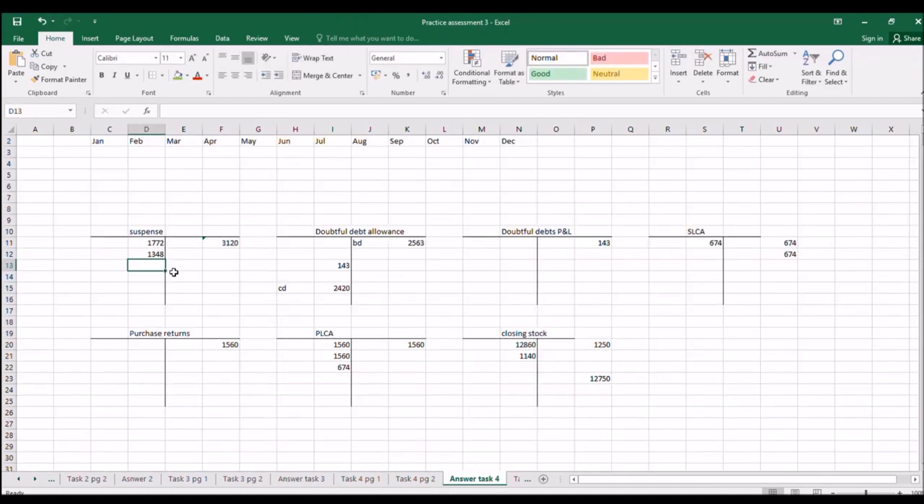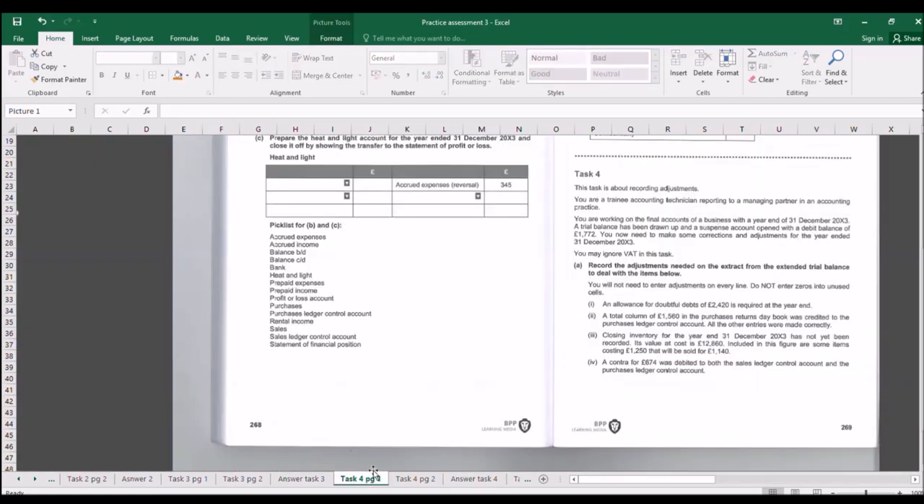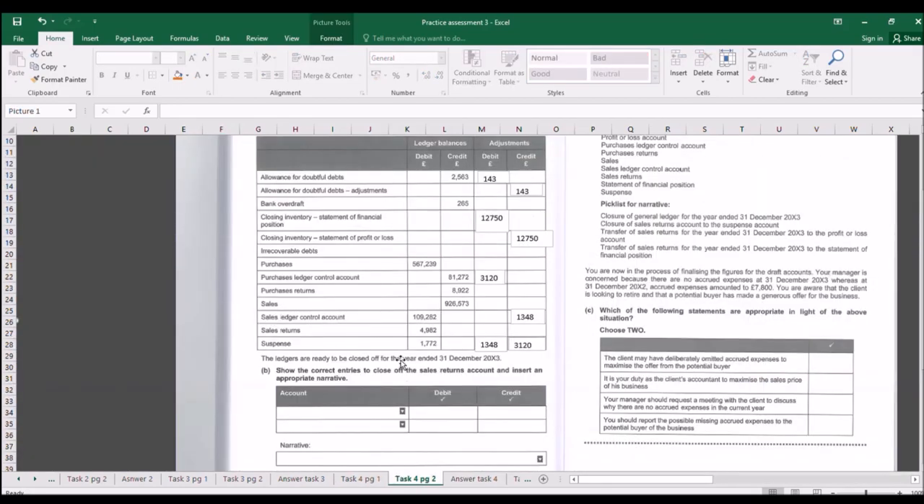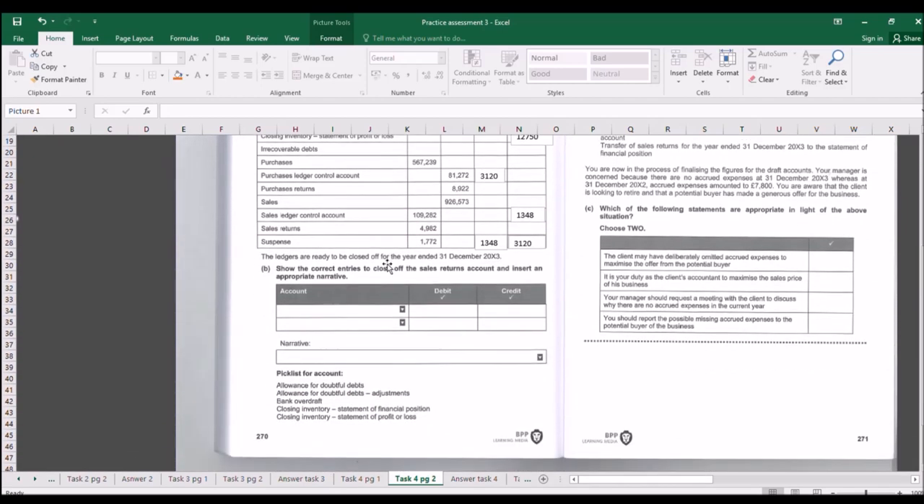Let's just check here and see whether this now answers. Typically, you would see in the questions that they do this so you can check your work and see that it's correct. Right, so that's the first part of task four done. Nicely done there.